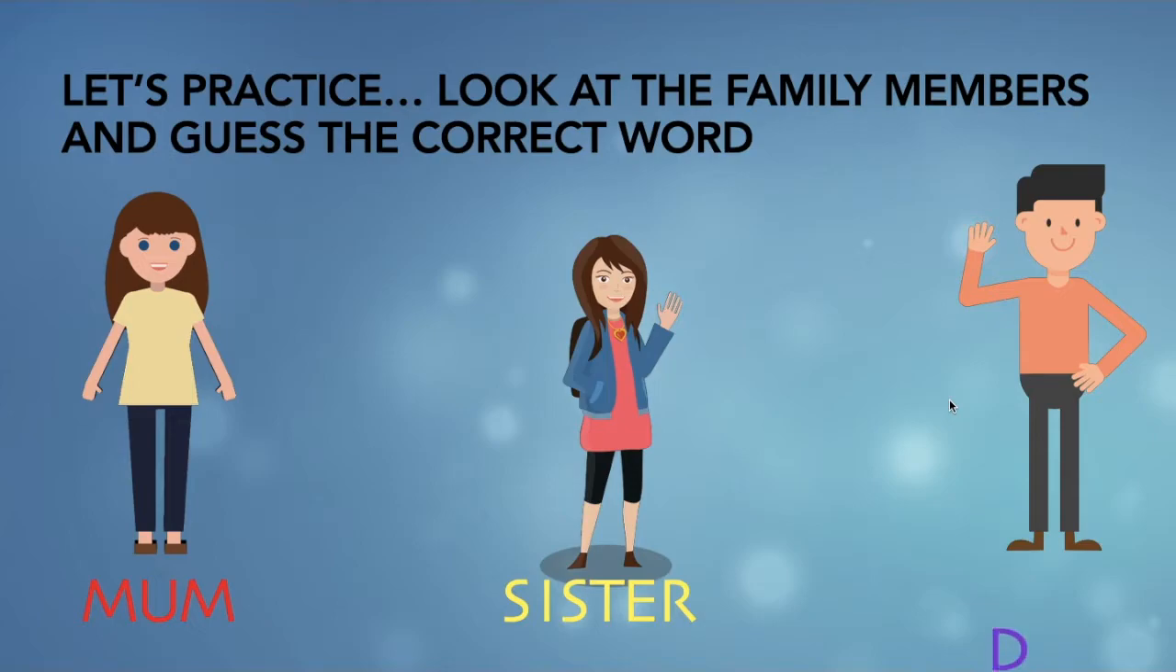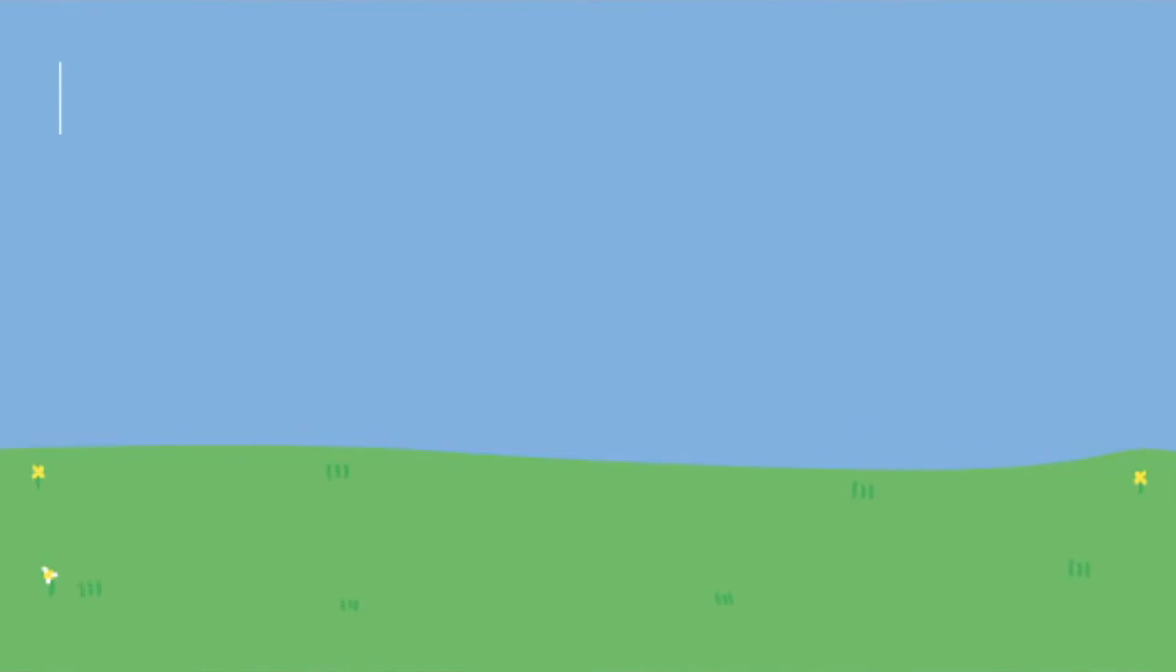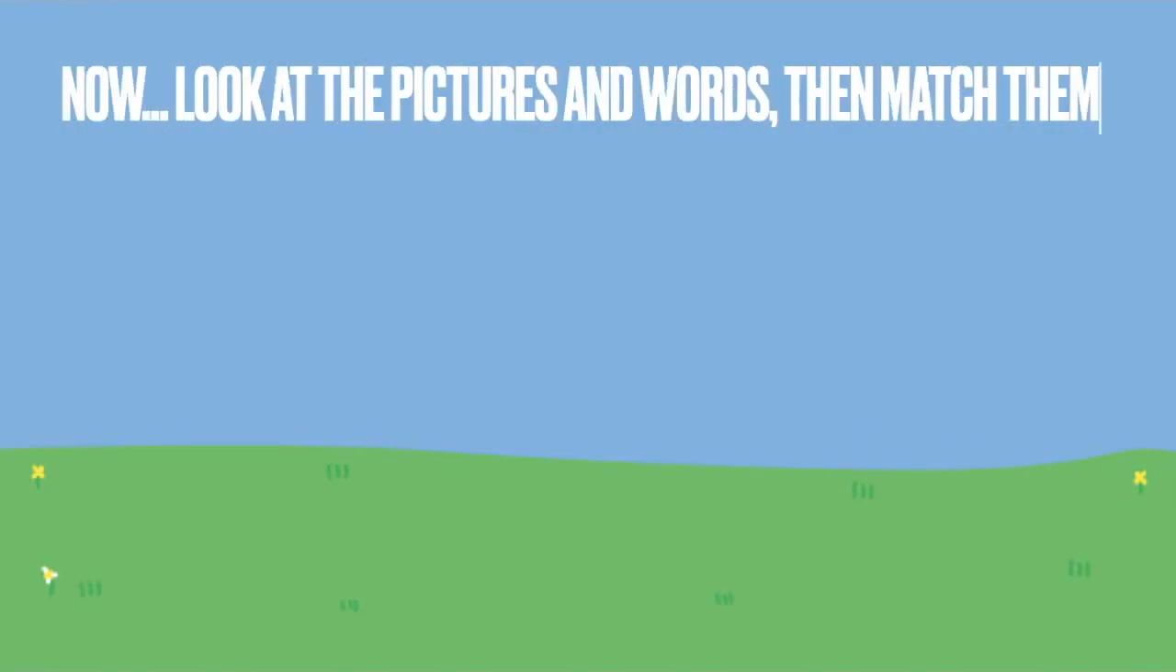Let's see. D, A, D. Yes. Dad. Dad. Okay, let's continue. Now, look at the pictures and read the words. Match the vocabulary. Are you ready?